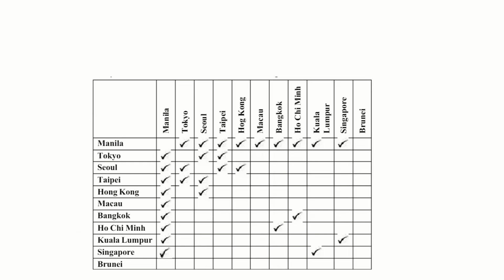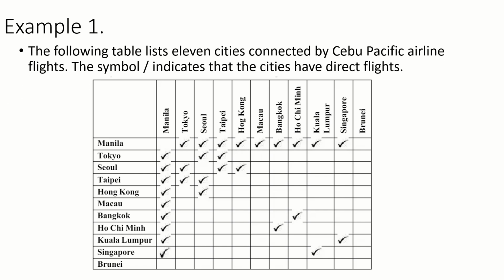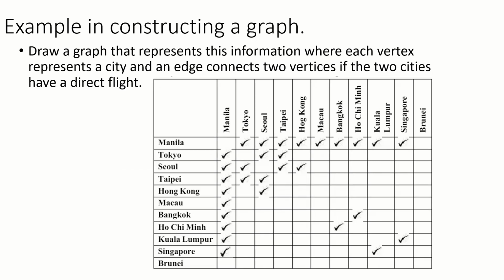So, an example in constructing a graph. Let's consider this. The following table lists 11 cities connected by Cebu Pacific airline flights. The check symbol indicates that the cities have direct flights. So meaning we will be constructing a graph. In constructing this, we will consider the cities as our vertices, and the check marks will be our edges. The direct flights will be our edges.